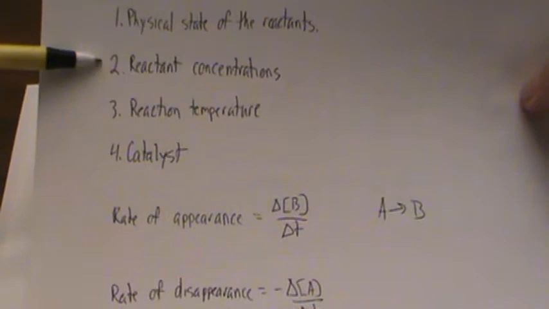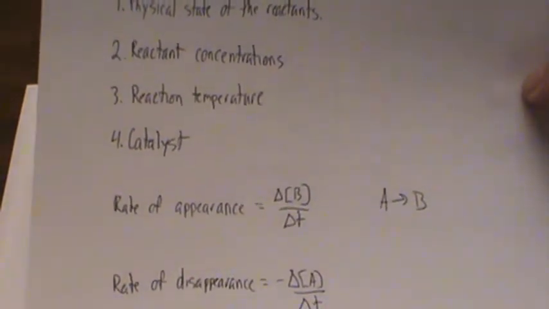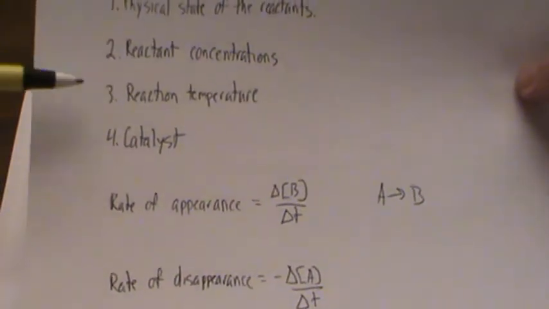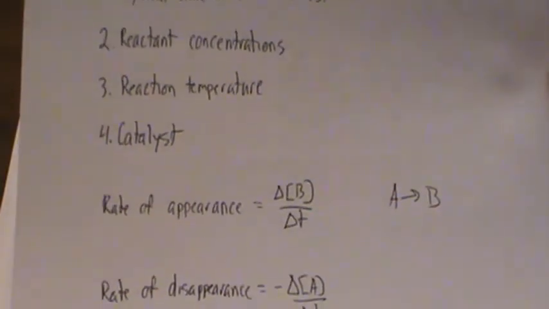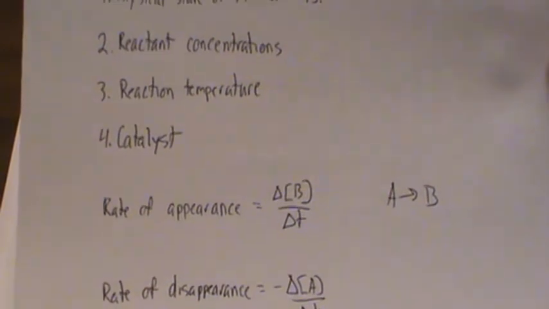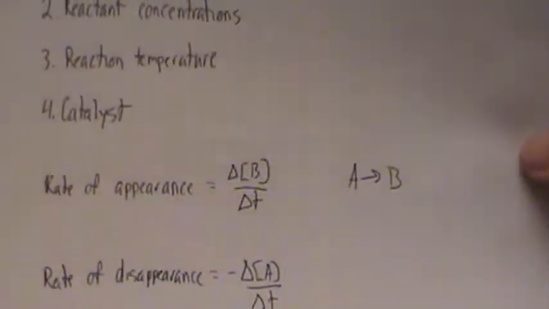Another one, reactant concentration. A higher concentration is more likely to speed along than a reactant that has a lower concentration. Temperature. Think about thermochemistry. The higher the temperature, things are going to be moving around a whole lot more, and they're going to come into contact with one another, and they're actually going to do something. And our last thing, catalyst.